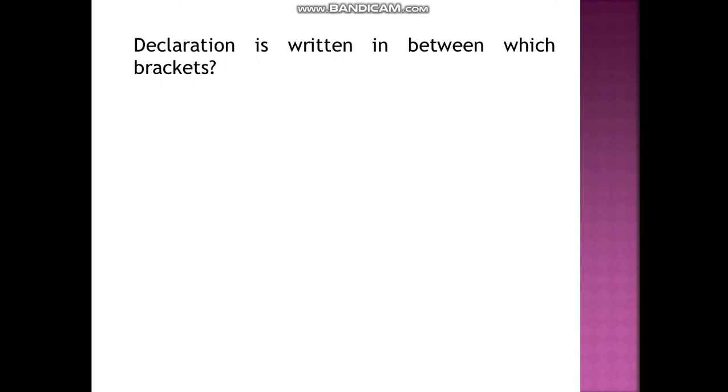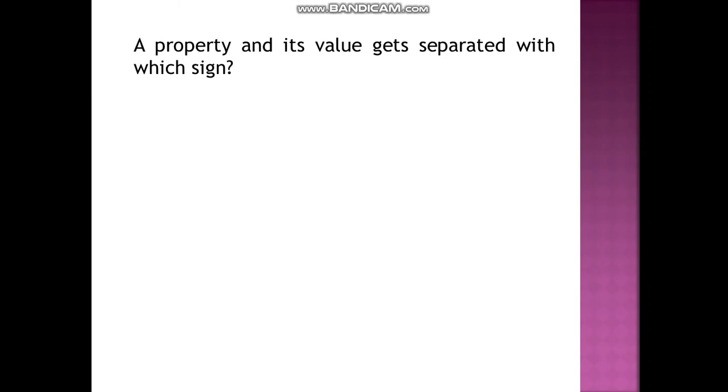Declaration is written in between which brackets? If you want to write a declaration, meaning property and its value, then you have to write it inside curly brackets. So selector, then inside curly brackets we give property and its value. A property and its value get separated with which sign? To separate these two things, we give the colon sign. We have studied that if you want to give the color property the value red, then you write color colon red.